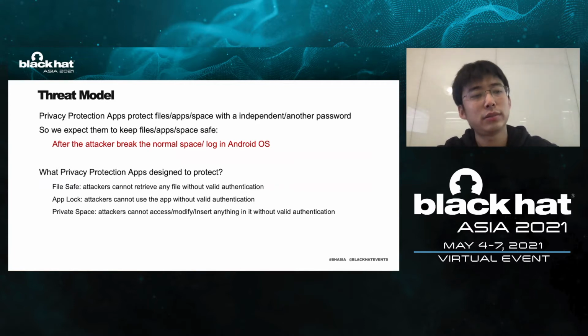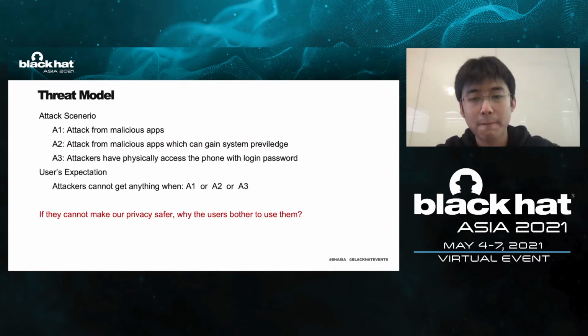Let's talk about the threat model. Privacy protection apps protect files or apps or space with an independent password or other authentication method. So we expect them to keep files, apps or space safe even after the attacker breaks into the normal world or logs in to the normal Android OS. What are privacy protection apps designed to protect? For FileSafe, attackers cannot retrieve and decrypt files without valid authentication. For AppLock, attackers cannot use the app without valid authentication. For PrivateSpace, attackers cannot access, modify or insert anything in it without valid authentication.